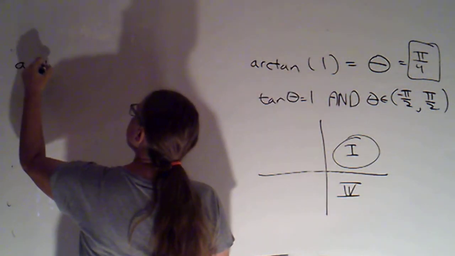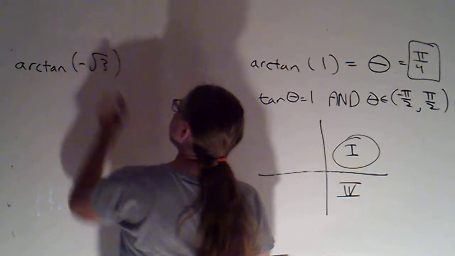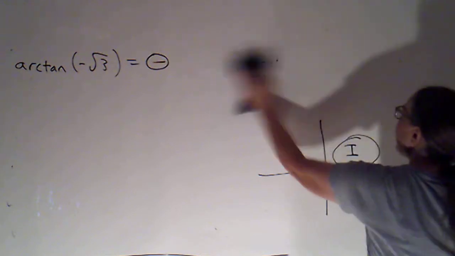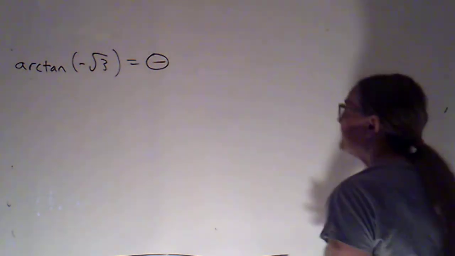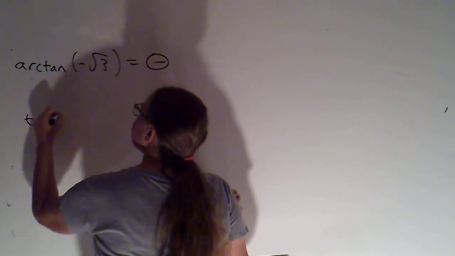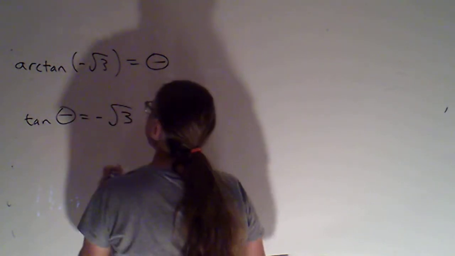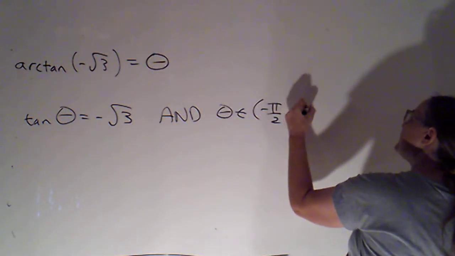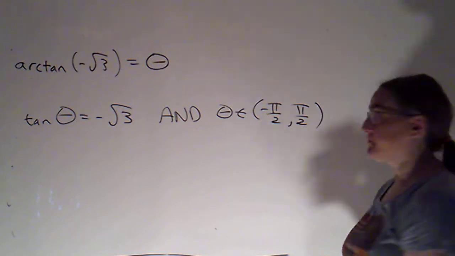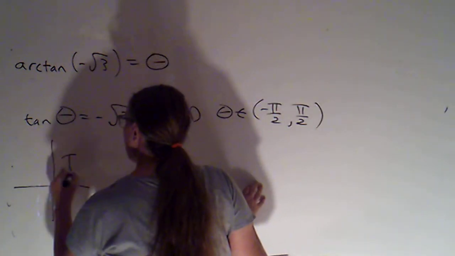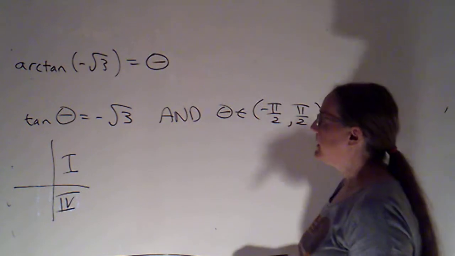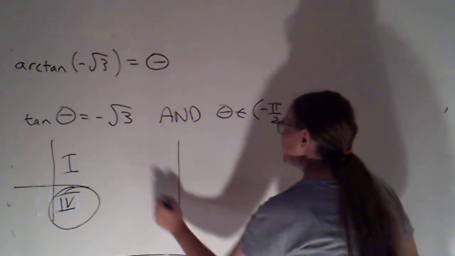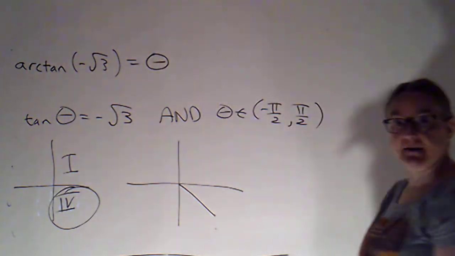Let's try arctan of negative root 3. So again, I give that a name. I call that theta. That makes me think angle. And so then I can rewrite this. Tangent of theta is negative root 3, and theta's in that interval from negative pi over 2 to positive pi over 2. That corresponds to quadrants 1 and 4. That's negative. Tangent is negative in quadrant 4, so I know my picture looks like this.